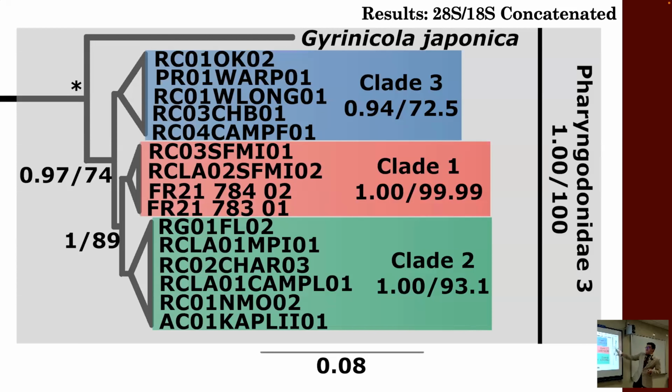And following that, there was some strangeness going on. When you look at these slowly evolving genes like 28S and 18S, what I expected going into this was that I would just have one big polytomy at the base of this. So I was expecting no clades. I was expecting just a bunch of branches out of this that all represented Gyrinicola. That's not quite what I saw.